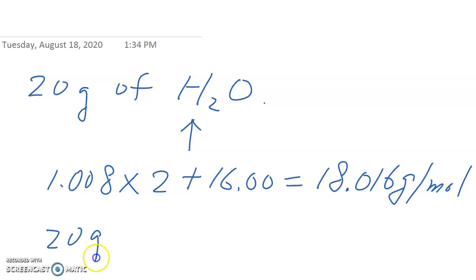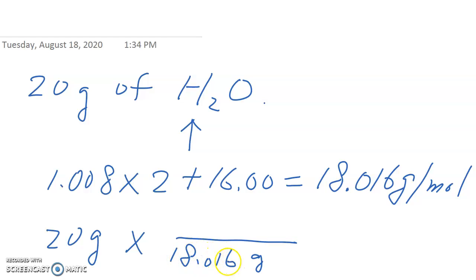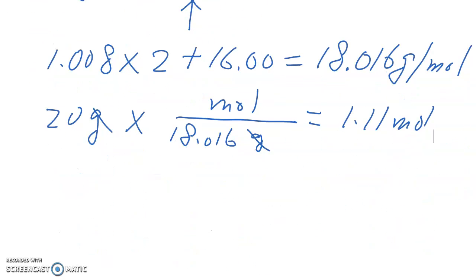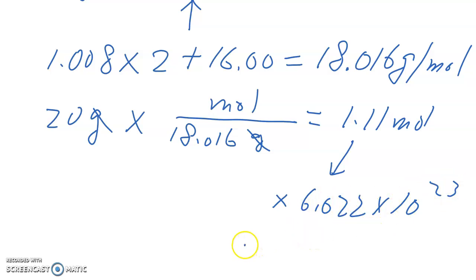All right, so how do I convert 20 grams into moles? So I start with 20 grams. The grams should be in the bottom in order to cancel out the unit. It will be 18.016 grams per mole. So if I do that, the units can be canceled out, and what I get is 1.11 mole. Now, if I want to know how many molecules, I need to multiply that by the Avogadro's number. So this one multiplied by 6.022 times 10 to the 23rd power. What I would get is 6.69 times 10 to the 23 molecules.